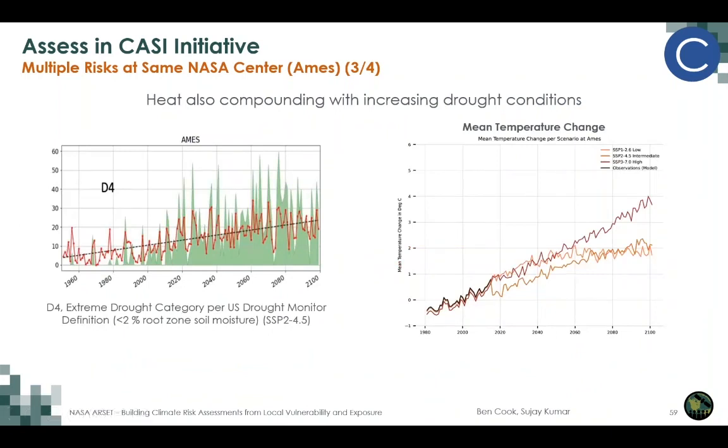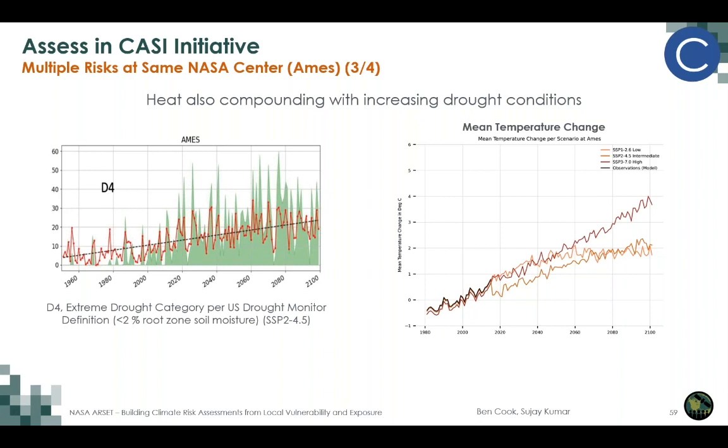Another risk at NASA Ames is the projected increase in extreme drought conditions. On the left, you'll see the increase in D4, which is an extreme drought category, as per the US Drought Monitor definition, which means less than 2% root zone soil moisture. This is projections from the SSP 2-4.5, or the intermediate emission scenario, and you can see this increase in the frequency of D4 drought events per year.